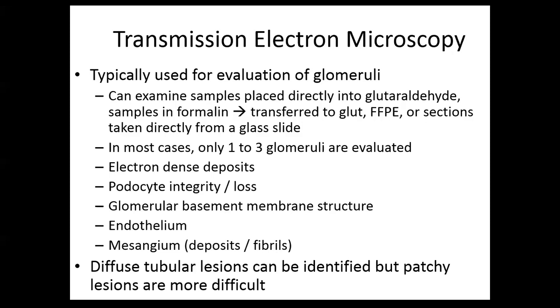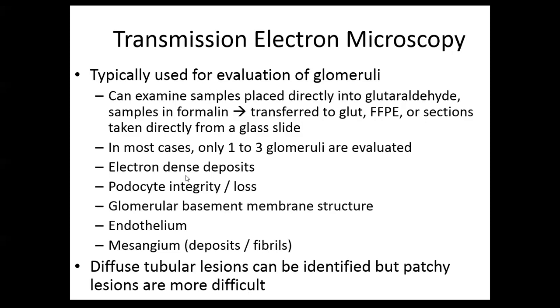What am I looking for? I'm looking for electron-dense deposits. I'm trying to evaluate the podocytes. I'm looking to see if any of them have detached, and I have denuded glomerular base membranes. I'm looking at the GBM structure. Evaluating endothelium is a little difficult because there's a lot of artifact that happens with the endothelial cells, but I'm at least trying to look at it. And then I'm also looking at mesangium, and I'm trying to find out, are there immune complex deposits in the mesangium? Am I seeing fibrils?